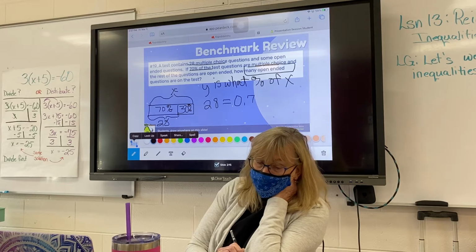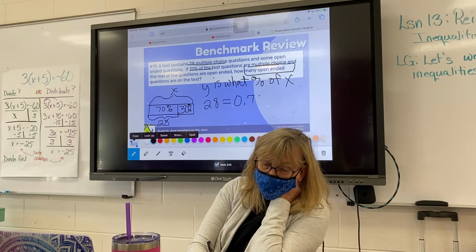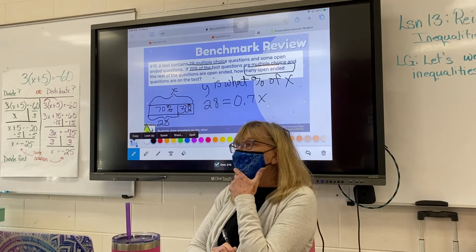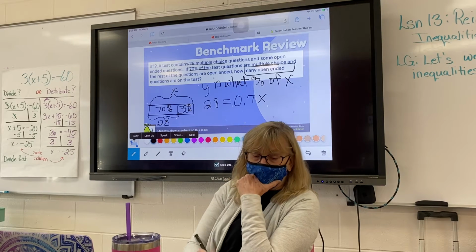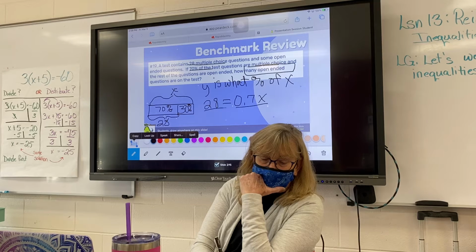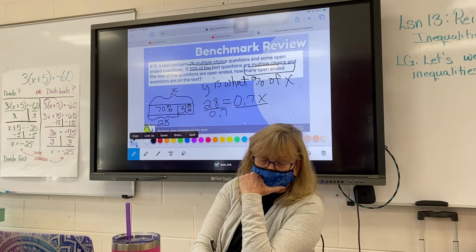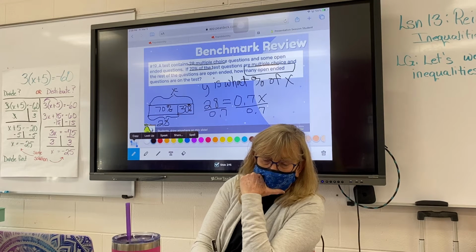So we'll write that as a decimal. Of means to multiply, and we don't know X. So now do we have an equation that we know how to solve? We're going to divide both sides by 0.7, and that's going to give us X equals 40.